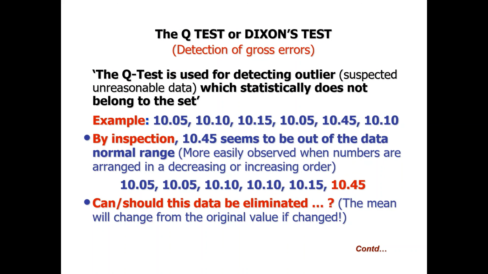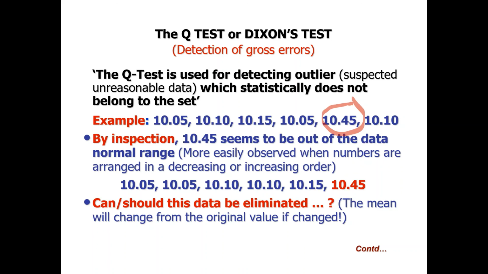And finally, we go to the Q test, or the Dixon test. So when running an experiment, sometimes you get a value which is very much different compared to most of the values. Okay. So the question arises whether you want to reject the value or not. Look at the example being given: 10.05, 10.1, 10.15, 10.05, but then you see a value which is very far away, 10.45, compared to all the other values. So what would you say? Just reject the data? No, you cannot. You must employ statistical tests. So now the question arises, do we keep that data or do we reject that data?